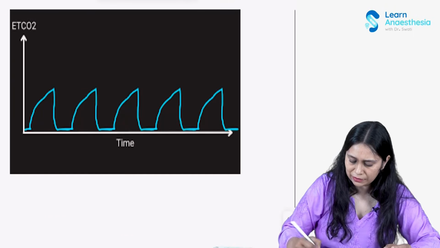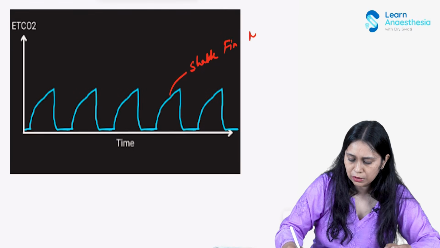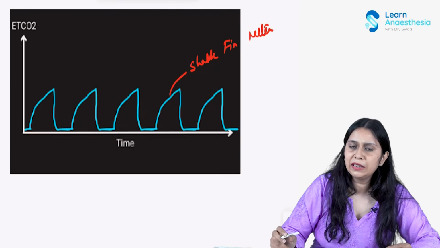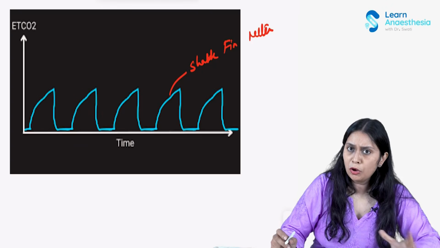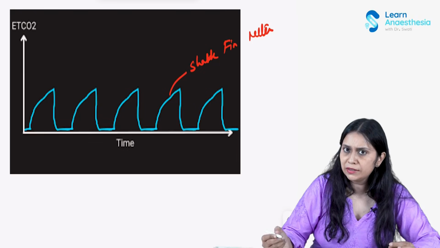This is something like this. This is called the shark fin pattern, right? And this is seen in obstruction. So bronchospasm is causing obstruction for the air to pass, and this will result in a shark fin pattern.